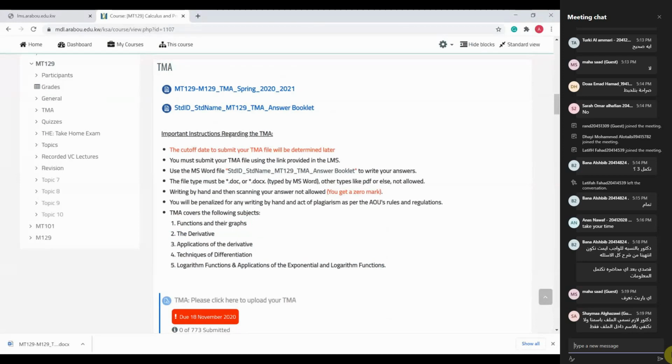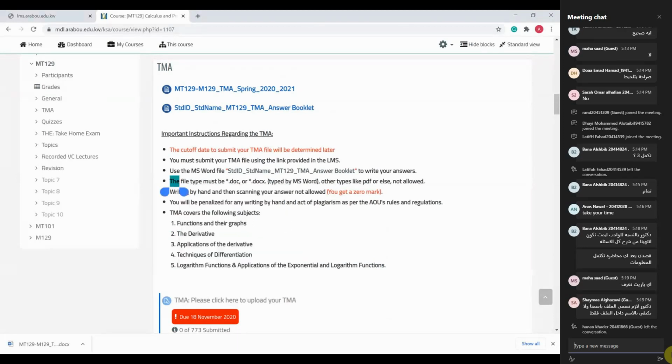Here is the file type, look at this instruction. The file type must be what? Must be a document, okay, in Word. Any student who writes by hand, this is very important, I put it in red, you get a 0 mark. You get a 0 mark.